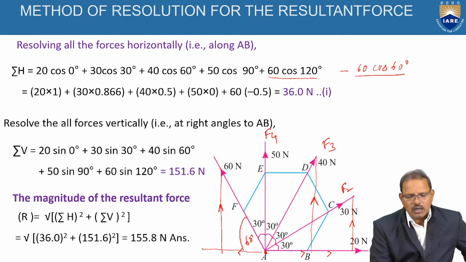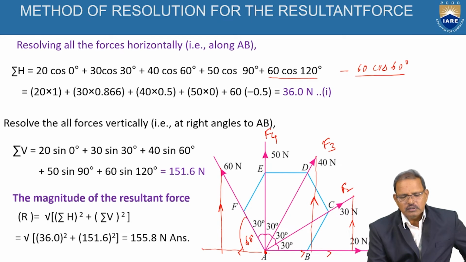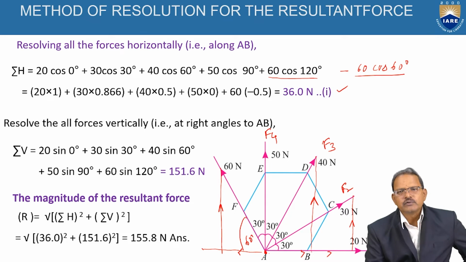Now, cos 0 is equal to 1, cos 30 is 0.866, cos 60 is again 0.5, cos 90 is equal to 0, and since the fifth force belongs to the second quadrant, the cosine is negative, hence minus 60 into 0.5, giving a total of 36.0 newtons. This is the sum of the components of the forces acting along the x direction. It is also treated as the component of the resultant of these 5 forces along the x direction.